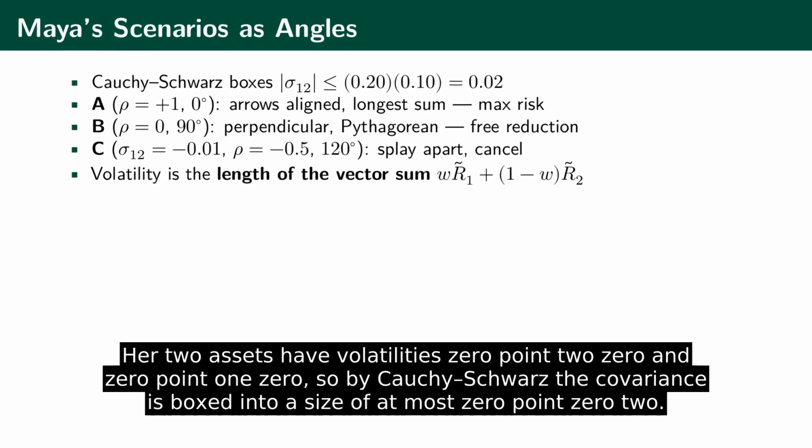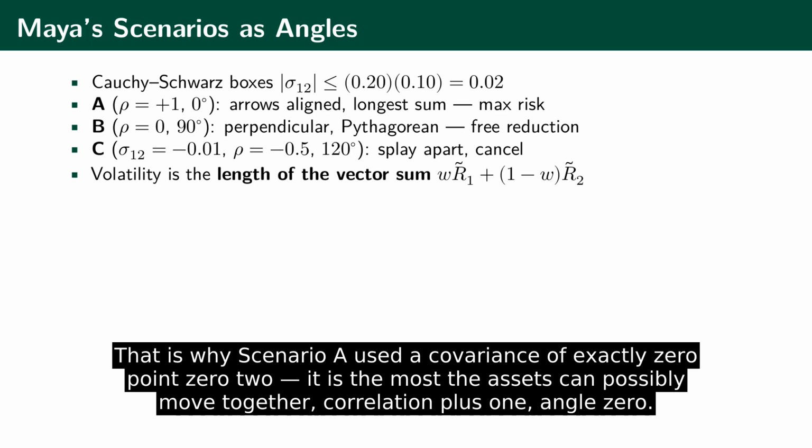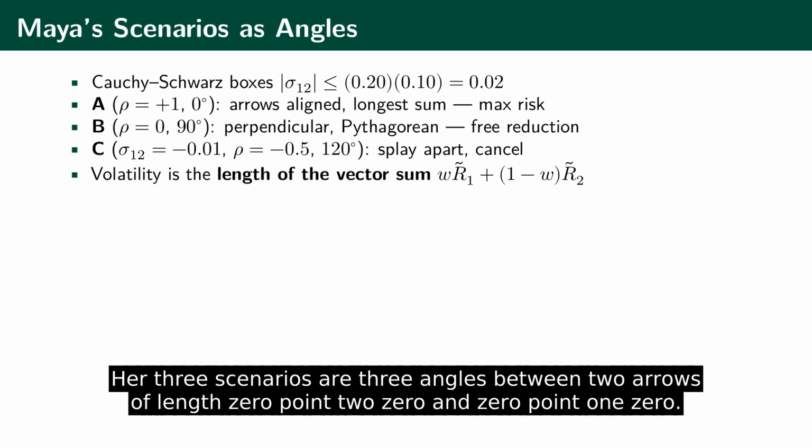Her two assets have volatilities 0.20 and 0.10, so by Cauchy-Schwarz, the covariance is boxed into a size of at most 0.02. That is why scenario A used a covariance of exactly 0.02. It is the most the assets can possibly move together, correlation plus 1, angle 0. Her three scenarios are three angles between two arrows of length 0.20 and 0.10.